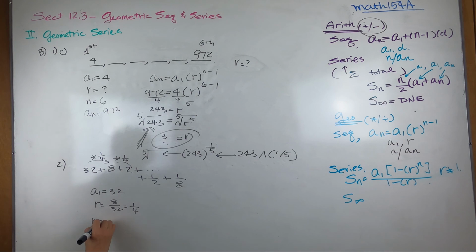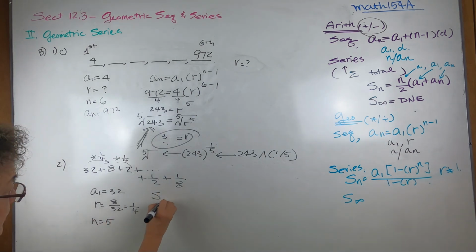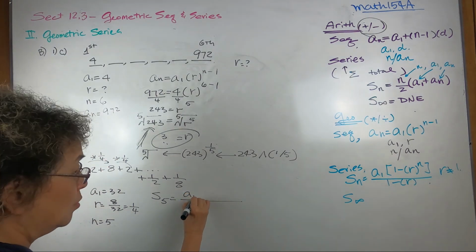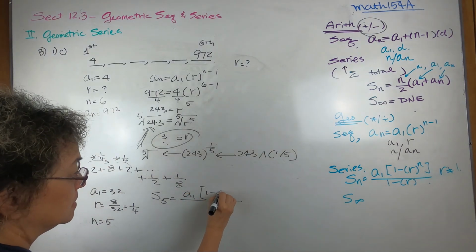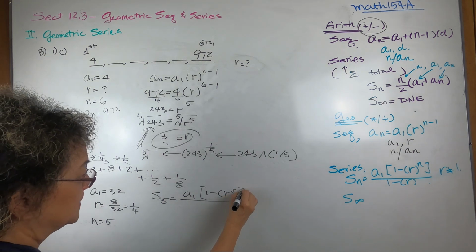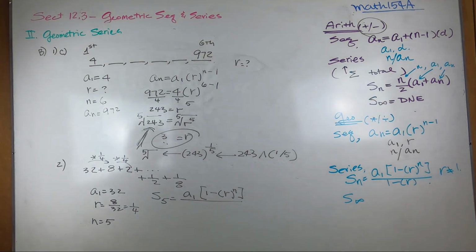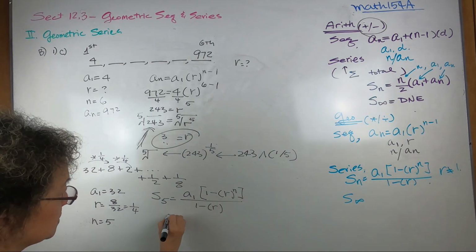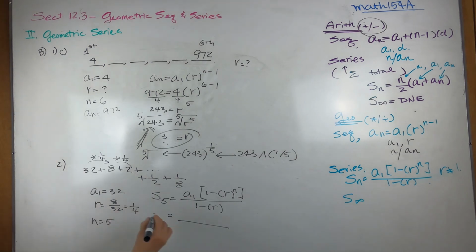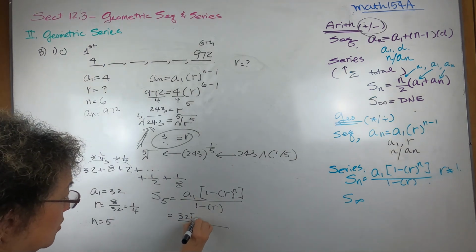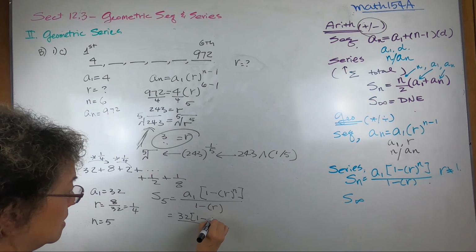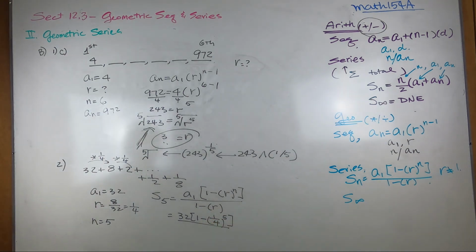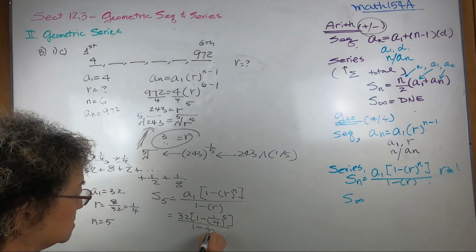Okay, we want to do 5 terms. So S5 is what? Use this one, right? A1 times 1 minus R to the nth power, for the sum all the way, over 1 minus R, total 5 terms. So A1 is what? 32. R is what? 1/4. Total is 5 of them, right? 1 minus a quarter.